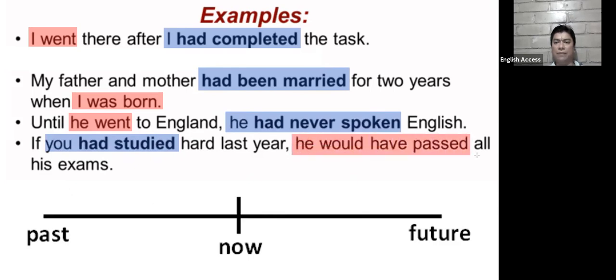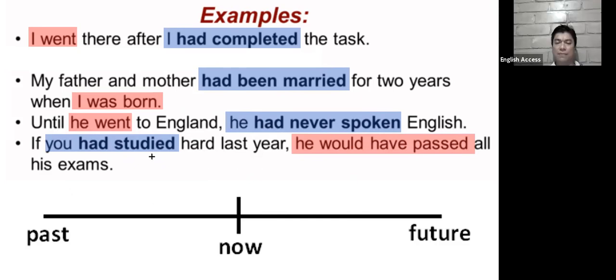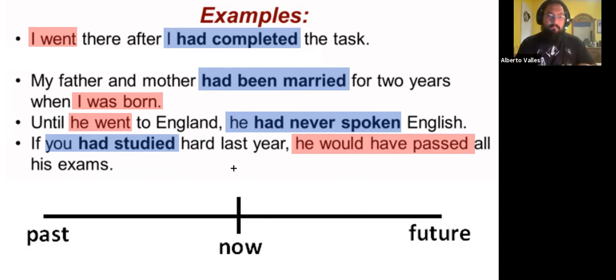This is a different one. Yeah, he would have passed. Yes. But what I want you to see is that there is a sequence in the time of the event, okay?